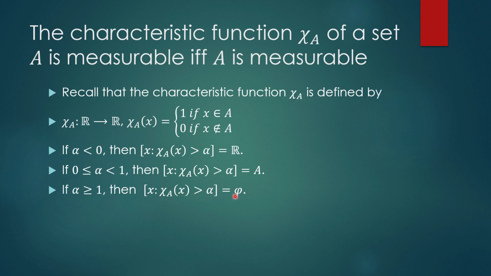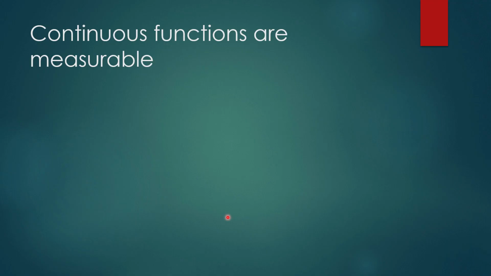So the empty set phi is measurable, R is measurable, then chi_A will be measurable if A is measurable. Therefore chi_A is measurable if and only if A is measurable. So it proves the example. Then next, let us show that continuous functions are measurable.